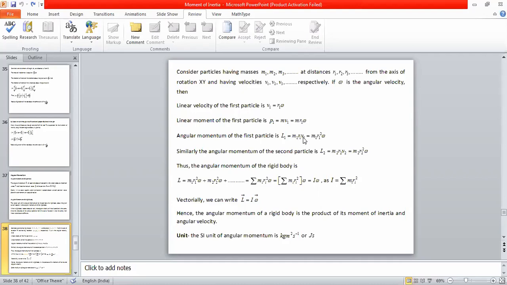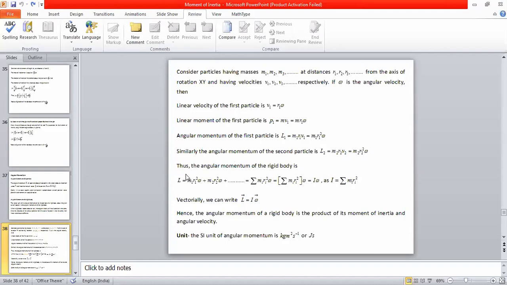So it is m1 r1 v1. v1 is nothing but r1 omega. So it is m1 r1 square omega. Now the angular momentum of the second particle is L2, in a similar way m2 r2 v2, which is m2 r2 square omega. Angular momentum of the first particle is m1 r1 square omega, of the second particle is m2 r2 square omega, and of the third particle is m3 r3 square omega.